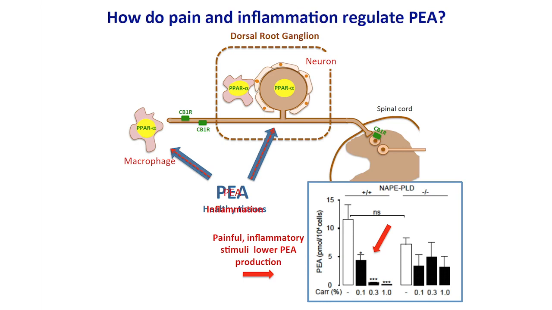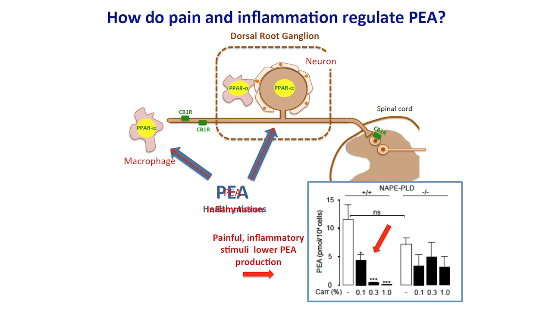We say micromolar levels of PEA in the body. For example, in the skin, in the DRGs, which are the dorsal root ganglion neurons, in the macrophages, a lot of PEA. What happens is that when a stimulus arrives, one of these pro-inflammatory stimuli I just mentioned, the levels of PEA drop precipitously. They decrease.